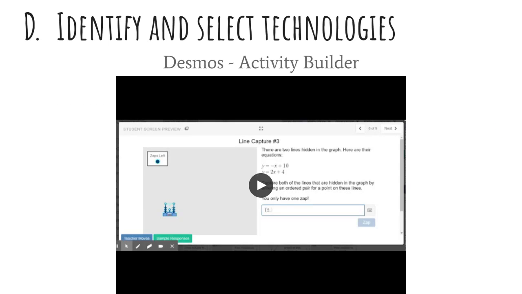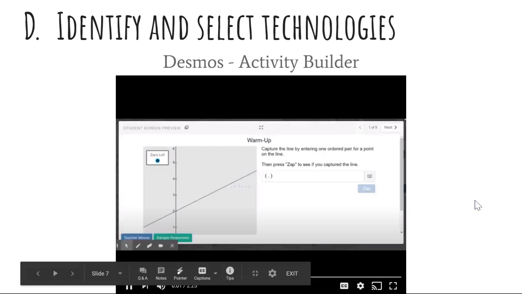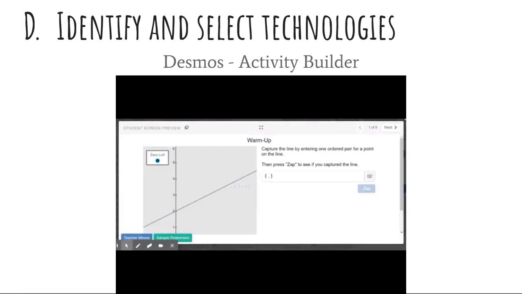The other piece of Desmos that's really cool is the activity builder side. And I found an activity that I want to use in this unit that I thought I would take a couple minutes to walk you through. So this is an activity that Desmos has on their site about systems. There's a little warm up here.